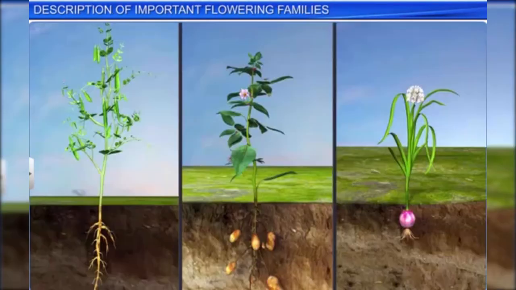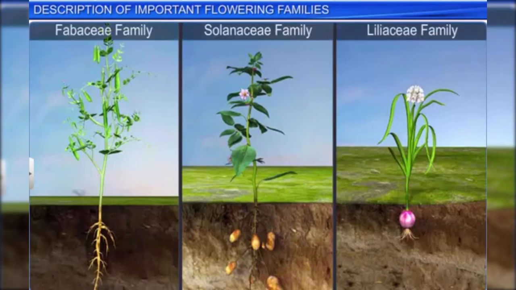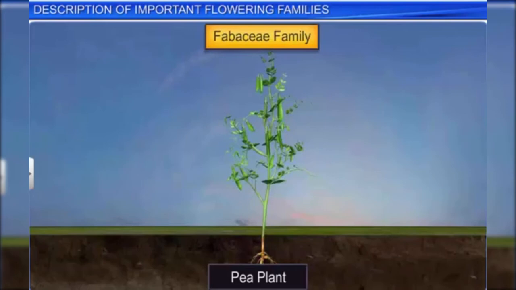Flowering plants or angiosperms are the most diverse group of plants on earth. These plants are categorized into different families based on their morphological characters. Let's describe a few important flowering families. The Fabaceae family, earlier known as Papilionoideae, is a subfamily of the Leguminosae family.